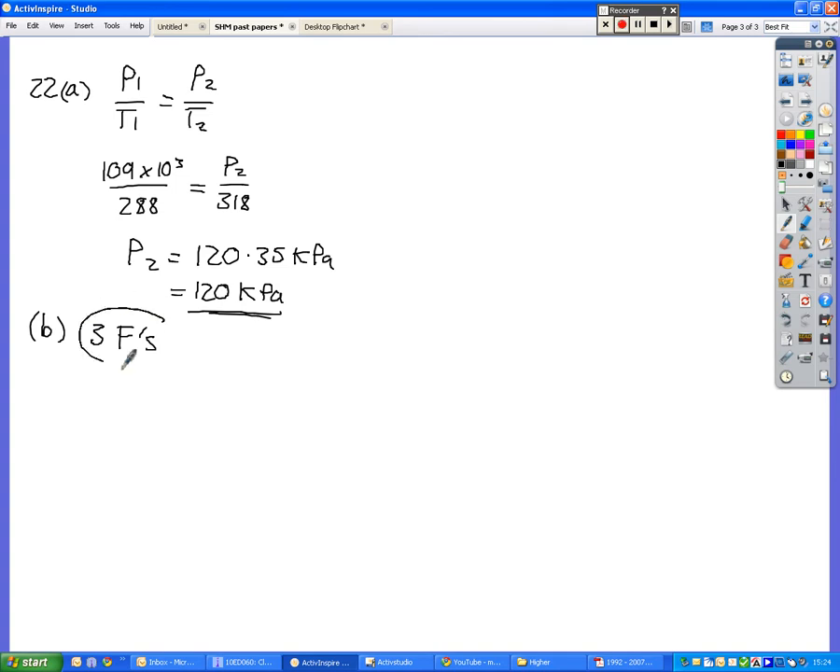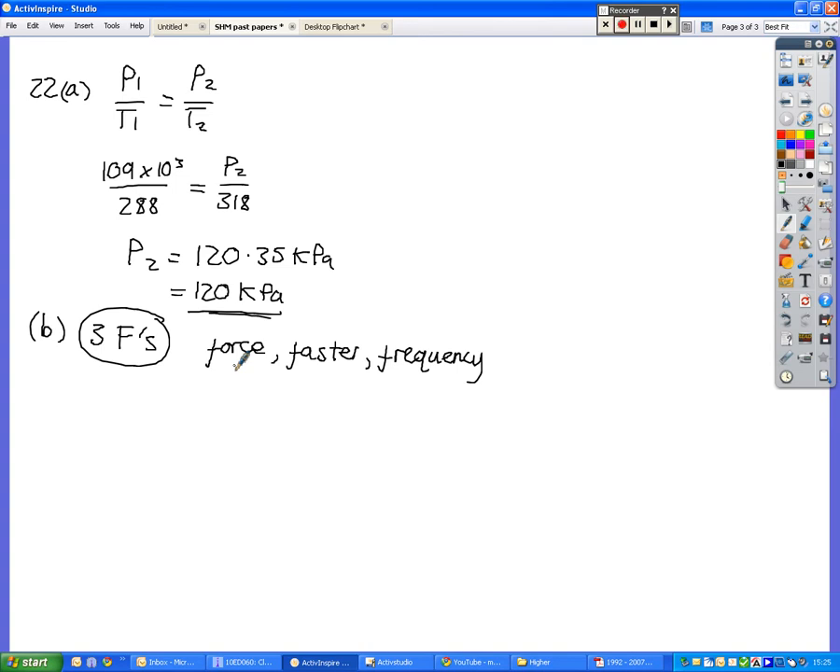So I would always use the 3 F's for this. The 3 F's are force, faster, frequency. What that means for this type of answer is that the particles are moving faster, so they've got more kinetic energy. They are colliding more frequently, both with each other and with the walls of the container, and they are also hitting the walls of the container with more force. That's where those 3 F's come from.